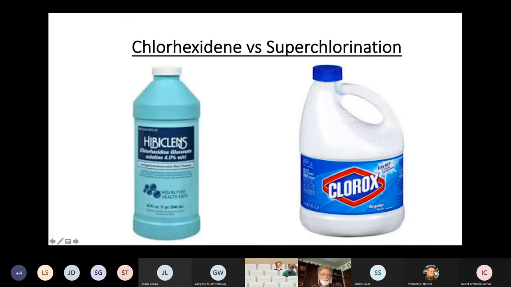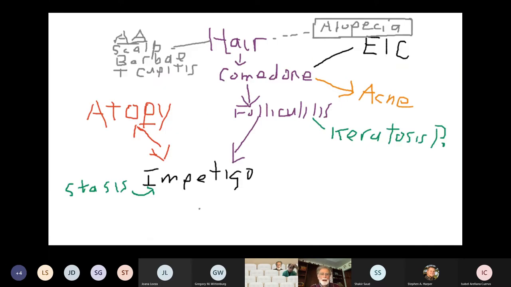I'm going to give us a break in 5 minutes. So for those of you that are feeling the need to stand up and stretch or do something else, 5 minutes. And then we'll take a short break.